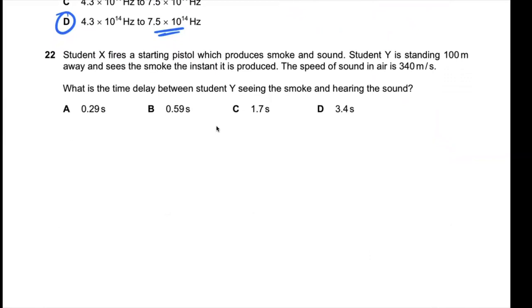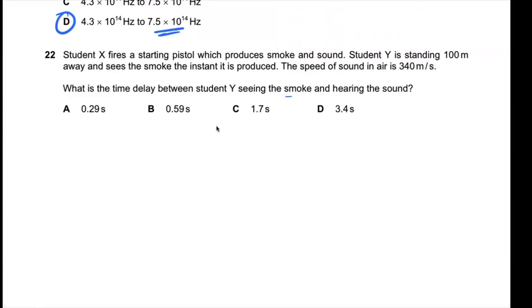22, student X fires a starting pistol which produces smoke and sound. Student Y is standing 100 meters away and sees the smoke the instant it is produced. Speed of sound is 340. What is the time delay between student Y seeing the smoke and hearing the sound? All right.